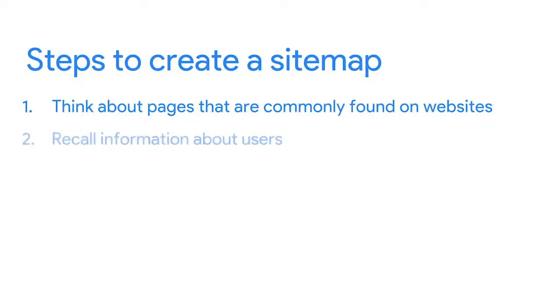Second, recall the information you already know about your users. At this point in the design process, you've already done quite a bit of research, like empathy maps, personas, user stories, and user journey maps. You should know the users of your website pretty well. You'll want to keep your users' problems and goals in mind as you create your sitemap to ensure that users get what they need from your site.